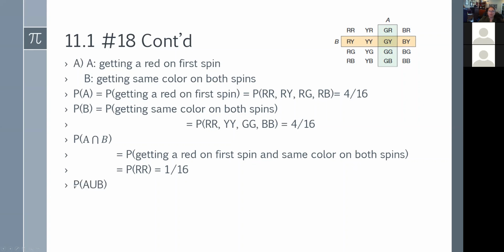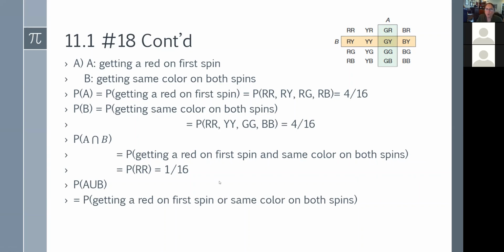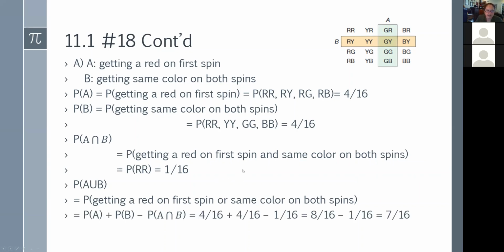To find the probability of the union, that's going to be the probability of getting a red on the first spin or getting the same color on both spins. We can use the formula, the probability of A plus the probability of B minus the probability of their intersection. So that's 4/16 plus 4/16 minus 1/16. If we add the first 2 fractions, we get 8/16, and then we subtract 1/16, and that gives us 7/16.